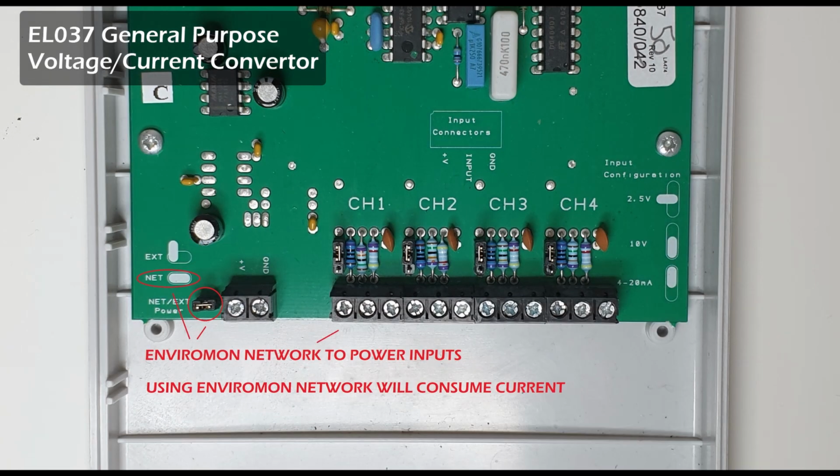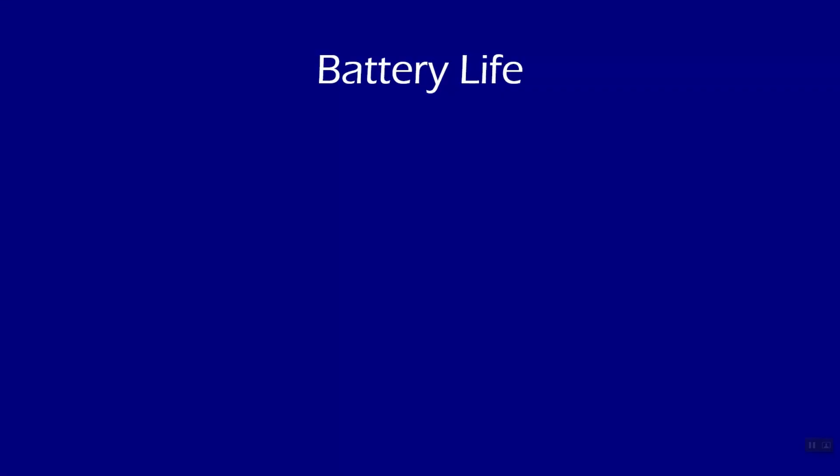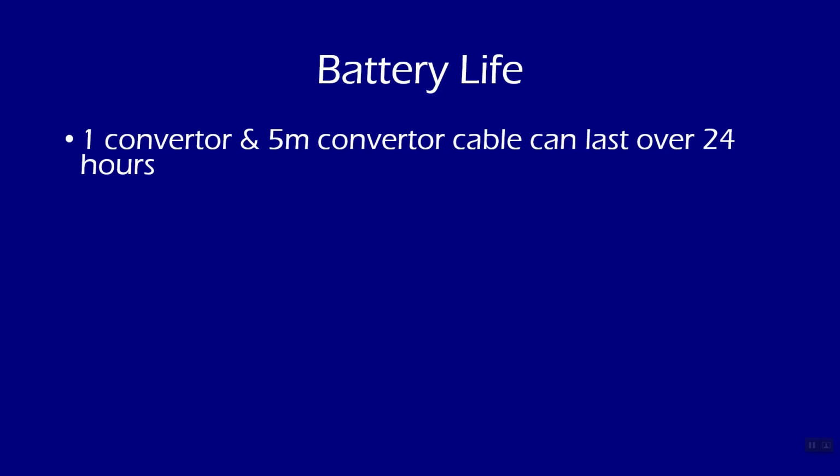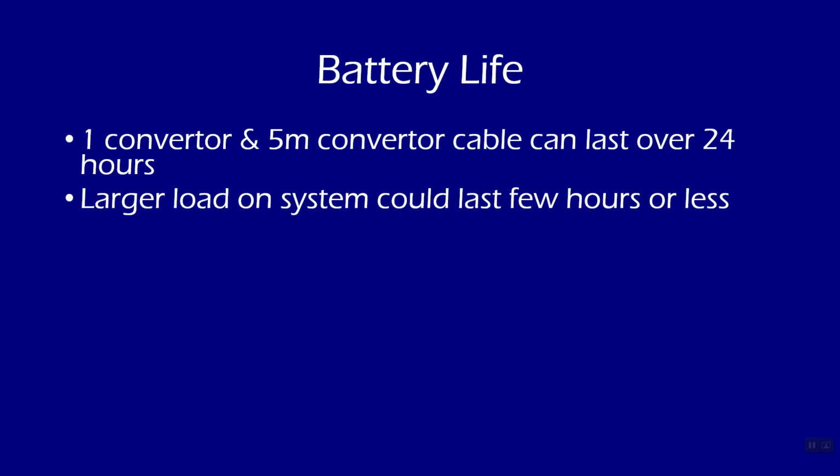If you are using the EnviroMon system to power the sensor, it will obviously consume current, and different sensors have different current requirements. To give you a rough idea, a fully charged battery that's in good condition with one converter connected and a 5 meter converter cable could last over 24 hours. Now, if you had more converters or a larger load in the system, it could last hours or even less. It's worth noting that to fully charge a drained battery, it will need a full day of charging as the logger trickle charges the battery.